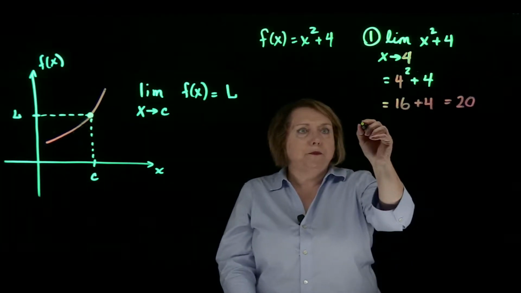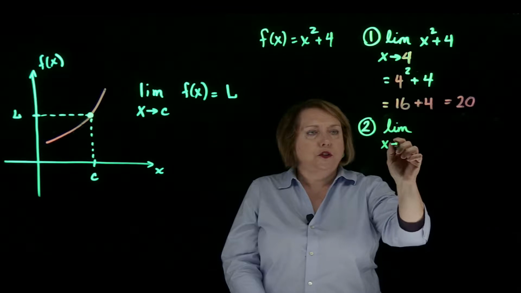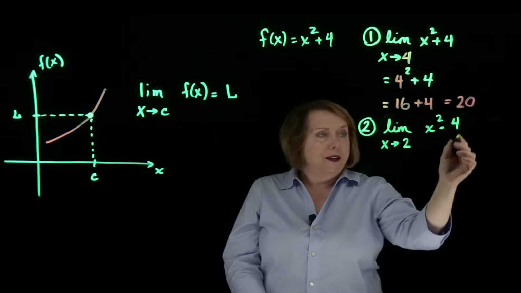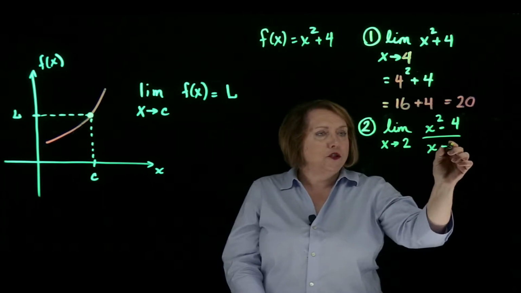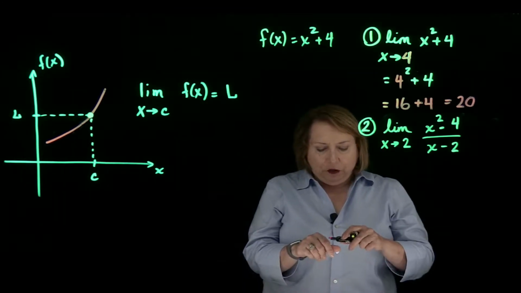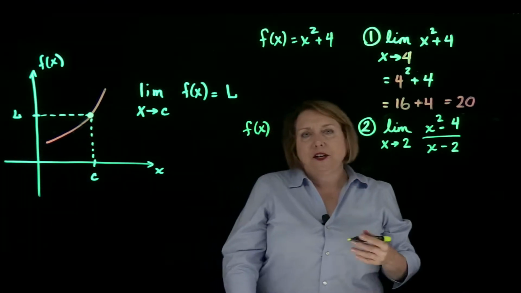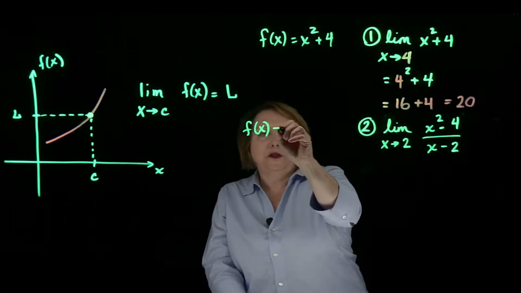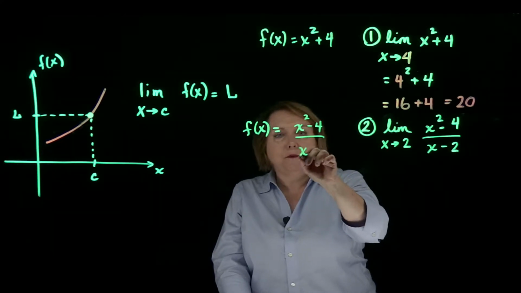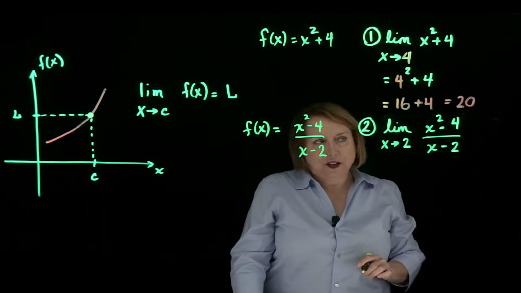Let's try another problem. The limit as x approaches 2 of x squared minus 4 divided by x minus 2. So what happens now if we just replace x in our function? Our function, I could call it f of x, g of x, h of x, doesn't matter, I'll just use f of x again, is equal to x squared minus 4 divided by x minus 2. And my function then goes right in there next to my limit notation.